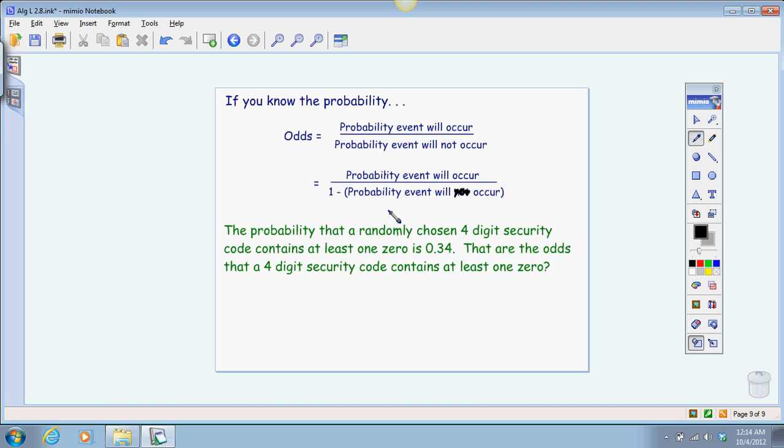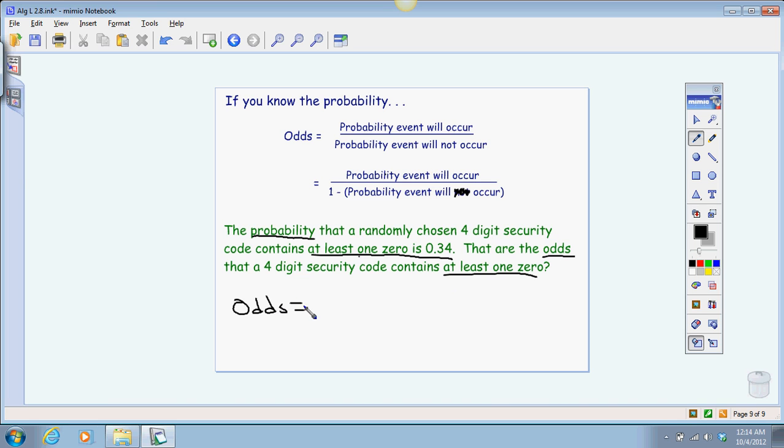Okay, so here's what that means. We want to find the odds of, let's say, this example. The probability that a randomly chosen 4-digit security code contains at least 1 zero is 0.34. Again, probability is given to us as a decimal. What are the odds that a 4-digit security code contains at least 1 zero? So we are looking for the odds.